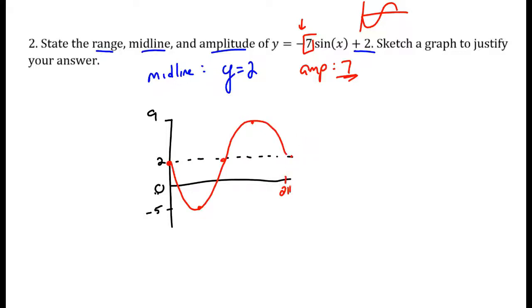And again, you can't forget to label that it stops at 2 pi. You cannot forget to label that one cycle stops at 2 pi. The only thing I still have to talk about here is the range. The range is my y values. How low does it go? The lowest it goes is -5. The highest it goes is 9, and we include those, so we use hard brackets, square brackets there. So we have our midline, our range, and our amplitude, and a sketch.